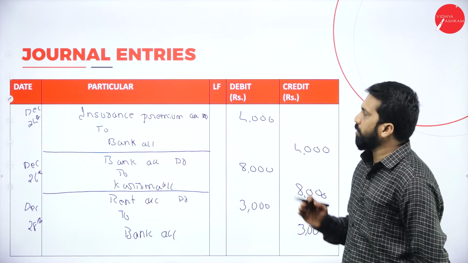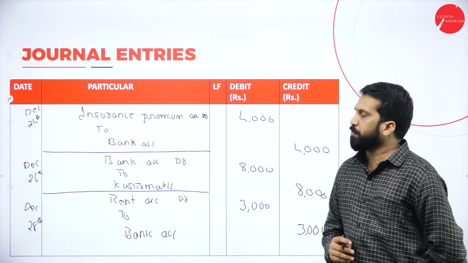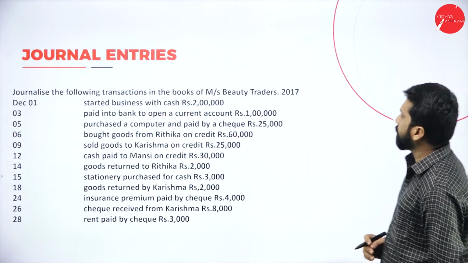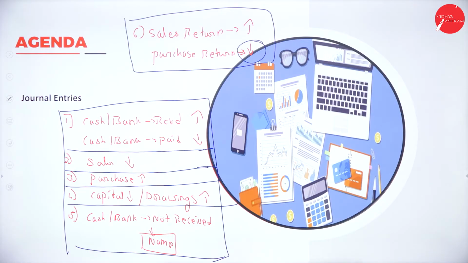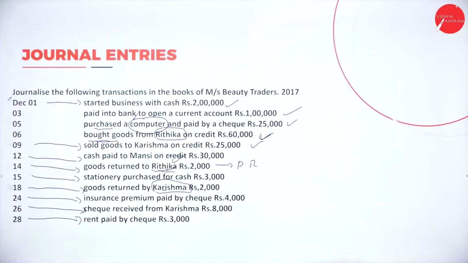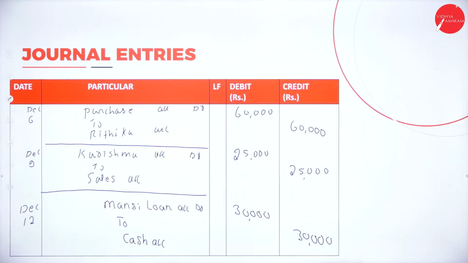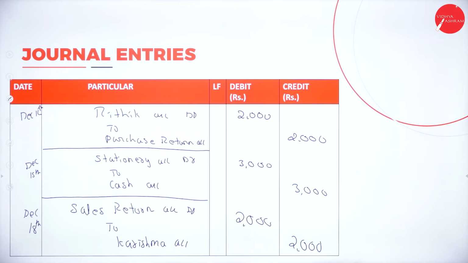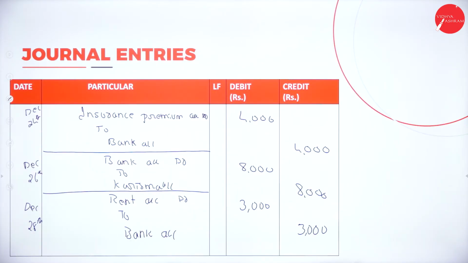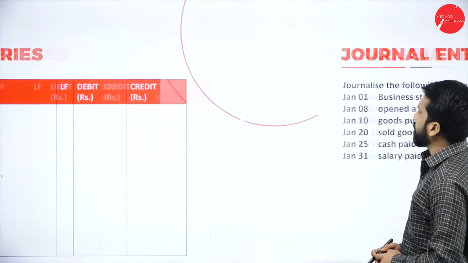I'll go back and show you all these slides so that you will understand better. So this will be your agenda. These are your questions. Journal entry for the first 3, the next 3, the next 3, and these are the journal entries for the last 3. As I told you, I have not written narrations, but you have to write narrations for everything. Hope you understood. We'll go for the next one.